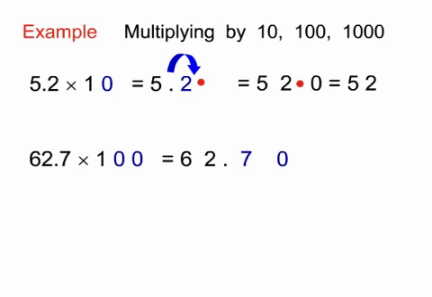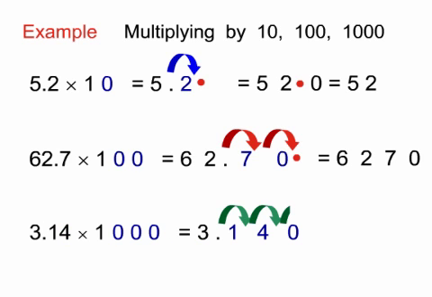Another one, 62.7 times 100. Notice two zeros, so we simply move the decimal point two places to the right. So this answer becomes 6270.